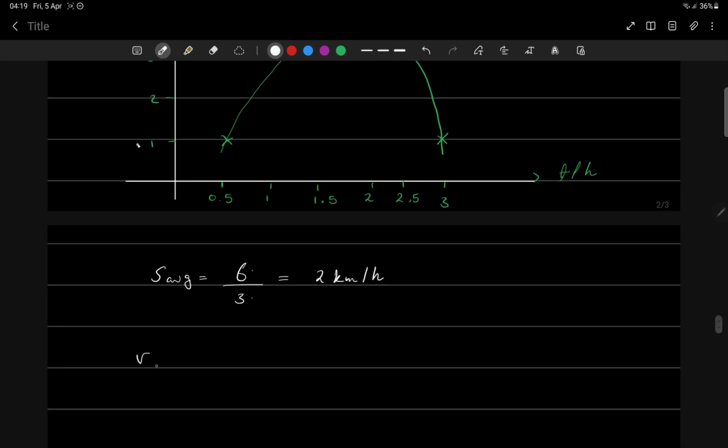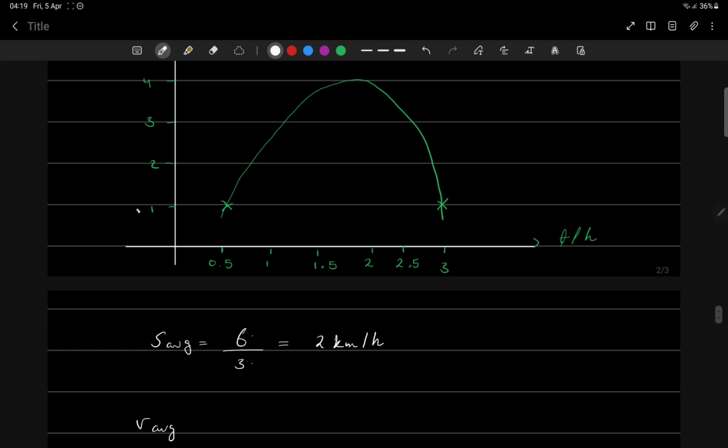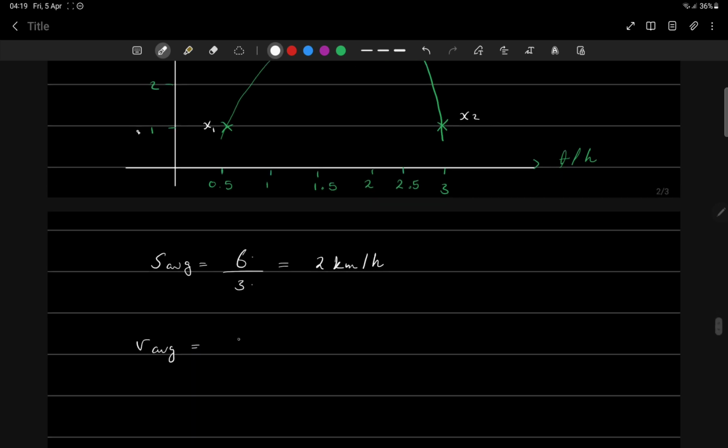Now let's see the average velocity. In average velocity, we take the displacement. So this is going to be x1 here. This is the point where he started the movement. This is x2, the point where he ended the movement. So x2 minus x1 divided by t2 minus t1.